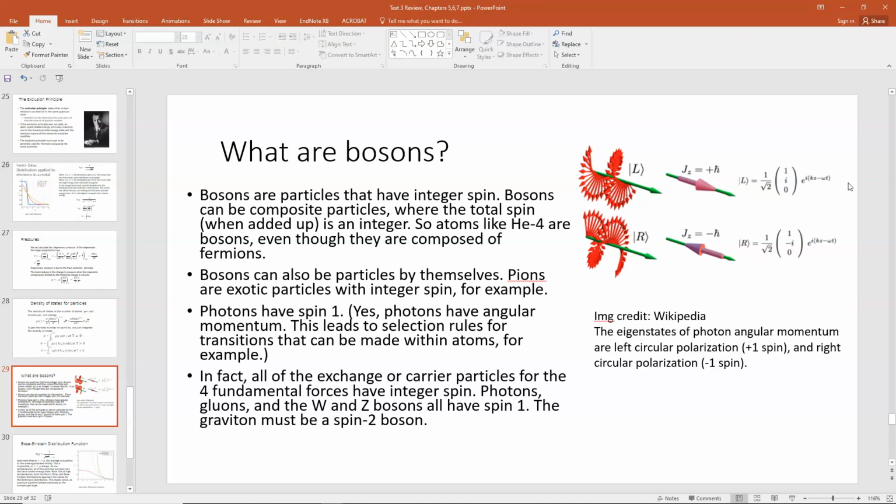Photons also have integer spin, because they have angular momentum. They can either be right or left circularly polarized. So all the exchange or carrier particles for the 4 fundamental forces are actually bosons. So photons, gluons, and the W and Z bosons, those all have spin 1. And the graviton is spin 2.